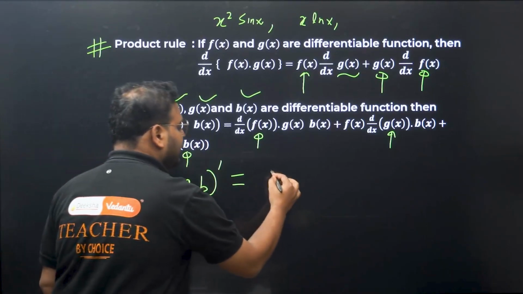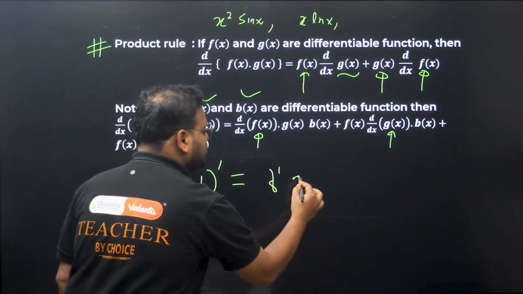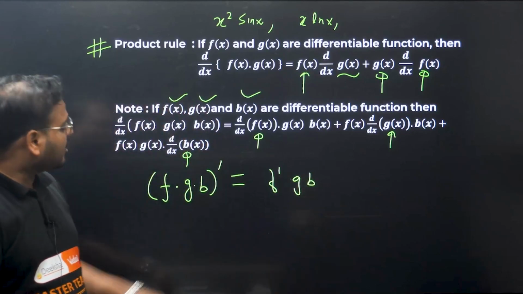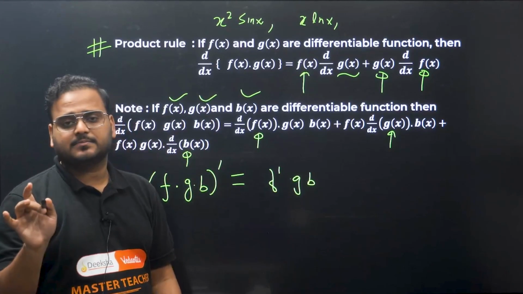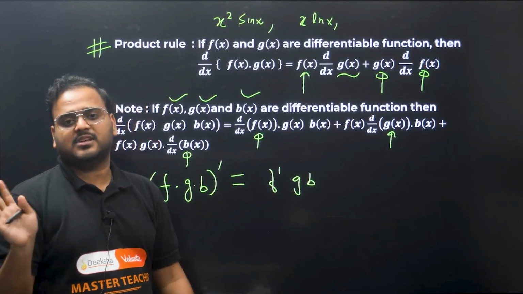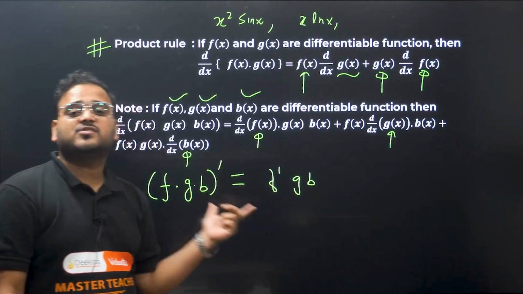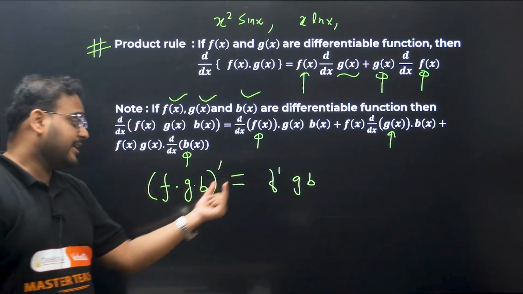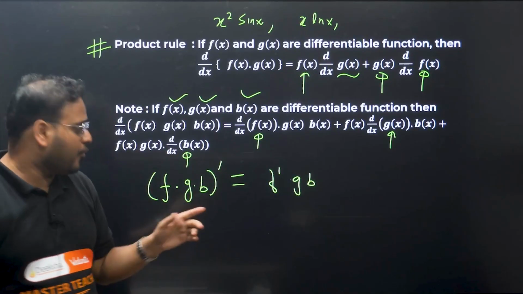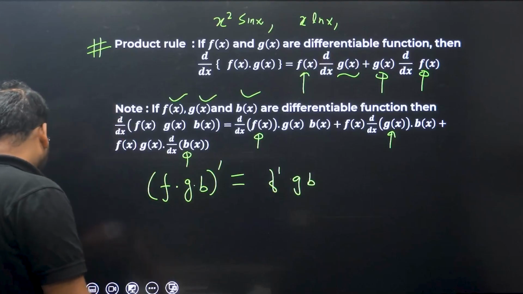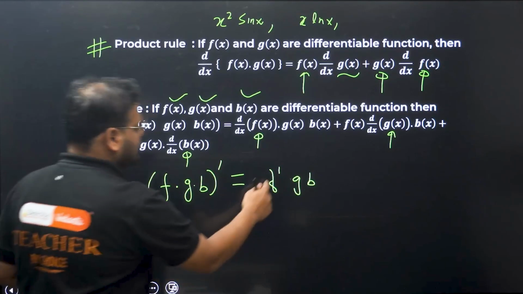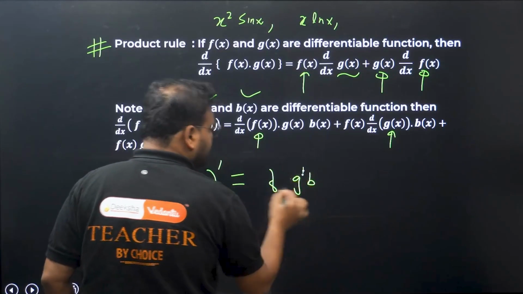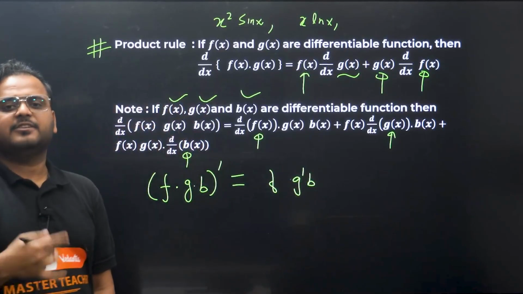You differentiate f first: f dash, and g and h are written as they are. Sir, any order, can we write g dash first? Your choice. You can write any of them first, it doesn't matter. There is no preference in the case of product rule. In the other rule, called the quotient rule, there is a preference. Okay, so we'll write the derivative of g first: f g dash h.